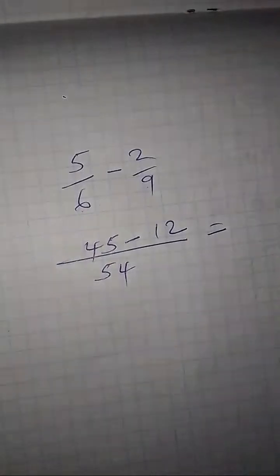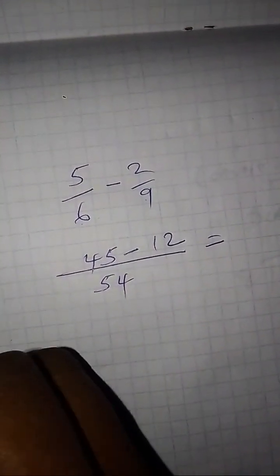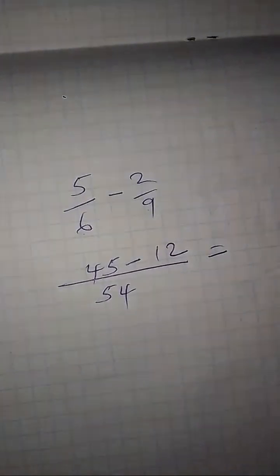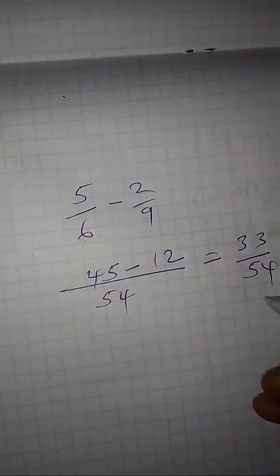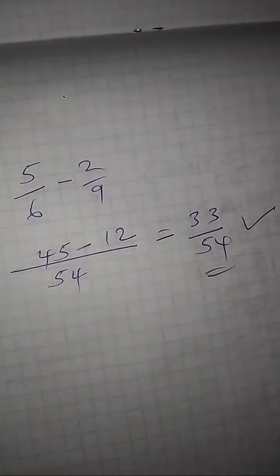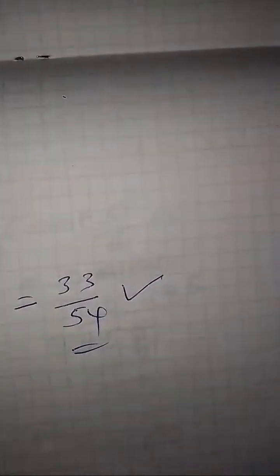So in that case, anyone with the calculator, tell us 45 minus 12. There we shall have 33. So we shall have 33 out of 54. That is the same method we use when you work out these sums to do with subtraction. I want us to pick one last one, then we move to the next.